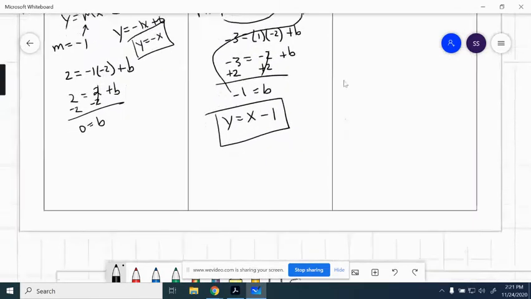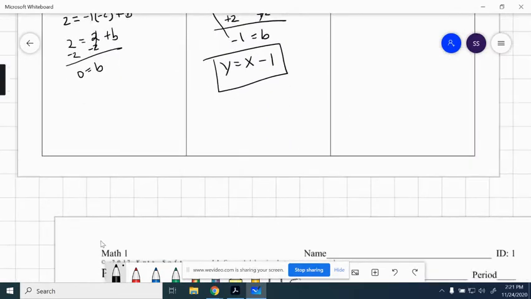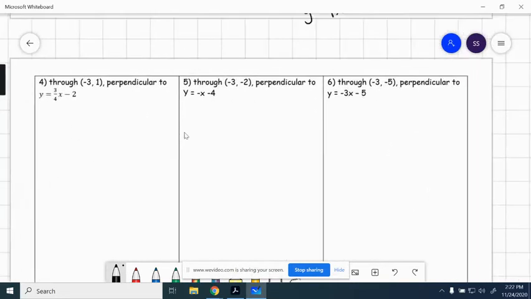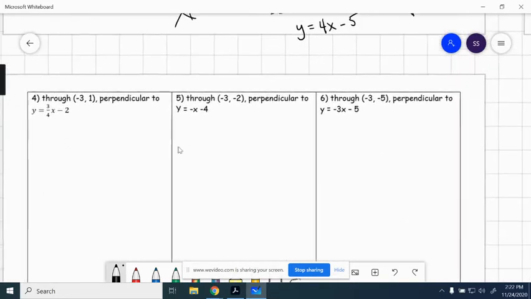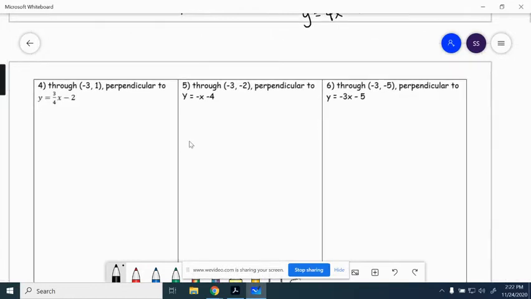Okay, moving on. Those three were all dealing with parallel slopes. Now the trickier one is, we're dealing with perpendicular. So perpendicular slopes, and maybe we need to remind ourselves that perpendicular slopes, their slopes are negative reciprocals. So if the slope of this line is +3/4, the slope that we need to use is going to be -4/3.